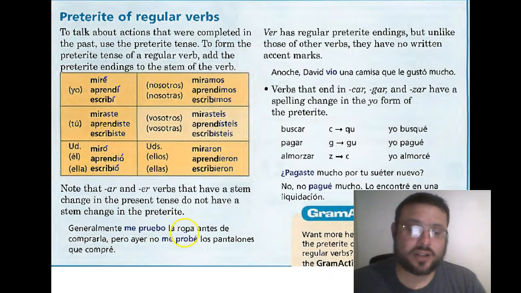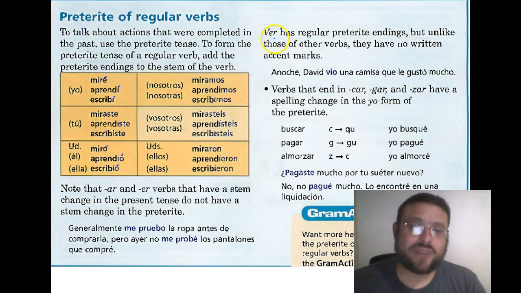Generalmente me pruebo la ropa antes de comprarla. Right? Generally, I try on clothes before buying it. Pero ayer no me probé los pantalones que compré. Right? But yesterday, I did not try on the pants that I bought. So you see that in the present tense, pruebo, me pruebo, I try on, and you get the past tense of the same thing. Me probé, I tried it on, or I tried them on in this case. You have no spelling change.